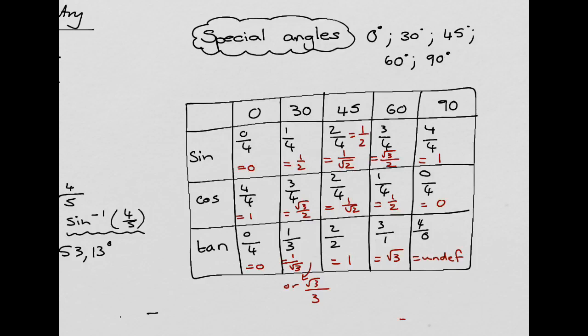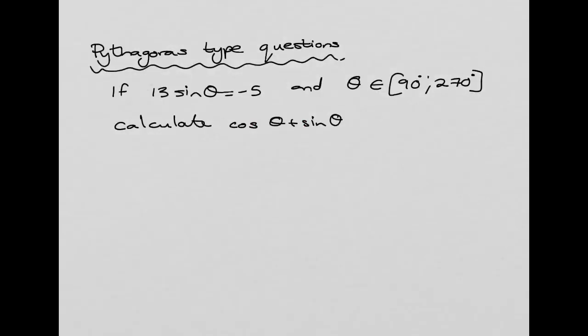It does a little bit of a special kind of maths trick that can get you to it, but you can use either the rationalized or the non-rationalized form. It does not make a difference. So now we go into the Pythagoras type questions from last year.